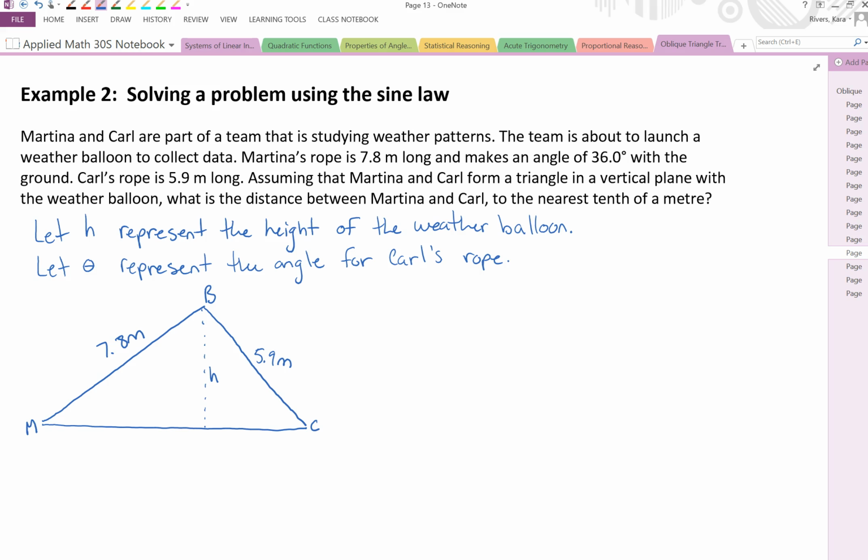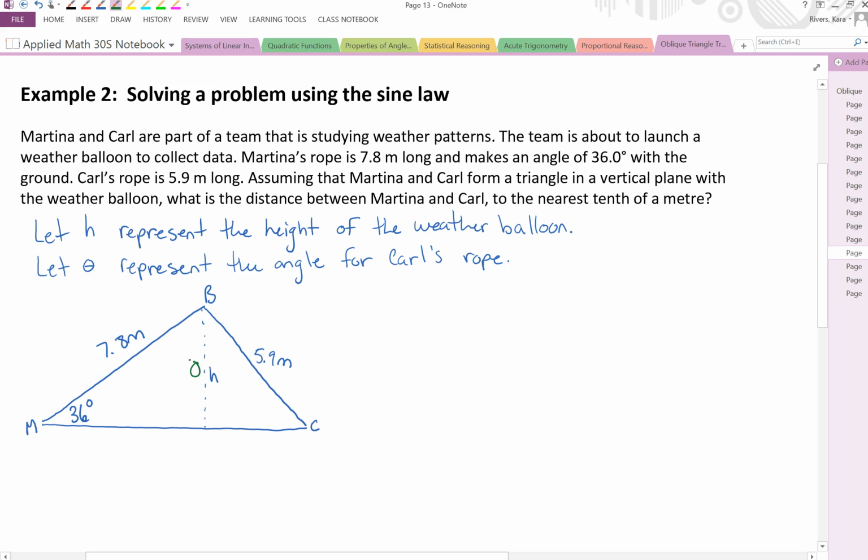Let's see if this is the only situation. Okay, so we'll start by comparing our height, our vertical height, with our other side. But to start that, I'm missing some information here. I also need my 36 degrees. Now I can use sine in order to figure out the height.